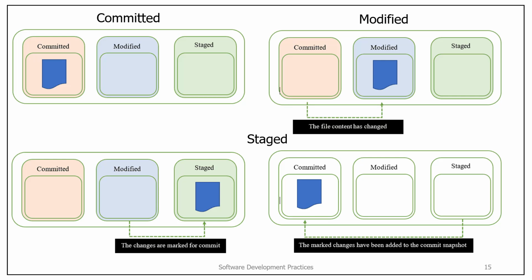In the staged stage, 2 operations take place. The modified file will be moved to the staged state, and from the staged state, it will be moved to the committed stage with the help of the commit command. So these are the 3 stages with respect to Git: committed, modified, and staged.